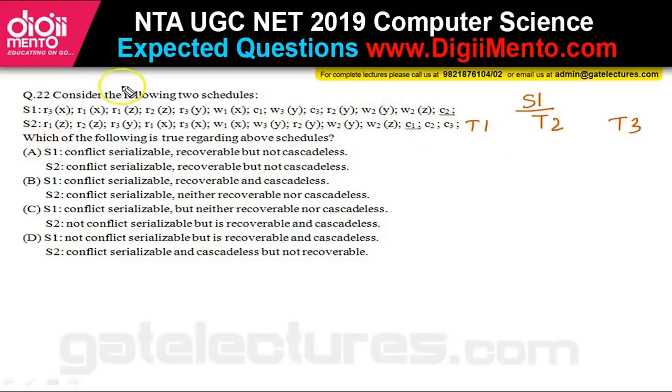So the first operation is R3(X). R3 means the read operation is performed by transaction 3. So R3 is performing a read operation on X. After that R1 is performing a read operation on X. There is no conflict because both are reads. Then I have a read operation by R1 on Z. Then R3 is reading Y.